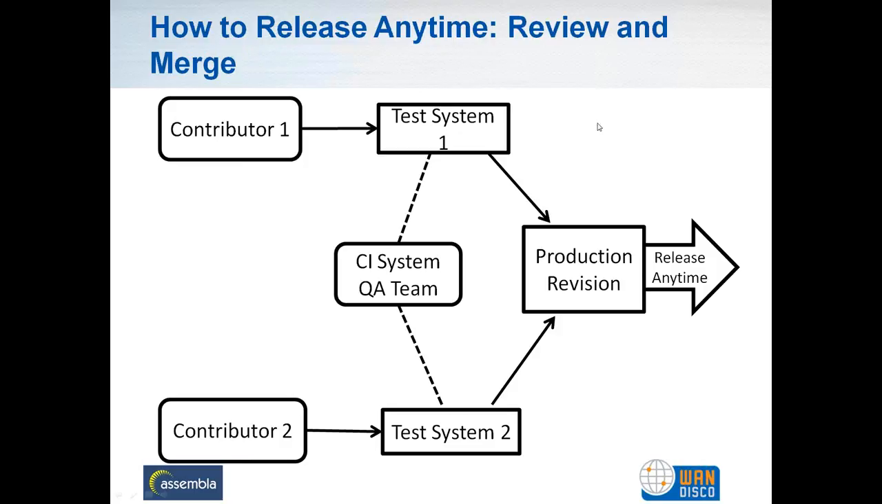So each contributor is going to look at the current production revision plus his or her change. Merge those things together, test them with an automated system, continuous integration system, and call the QA team over as a consultant to test that change. And if everything looks good, boom, you can merge it into the production revision and you can release it. You can see that it's a little more complicated, and specifically there's more merges that are involved in this process.